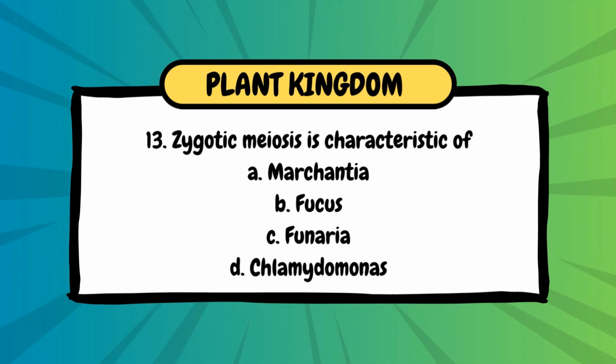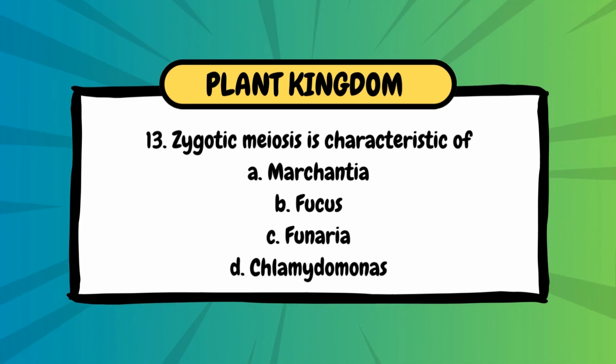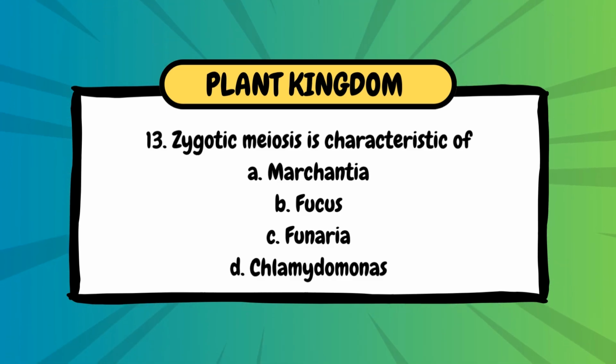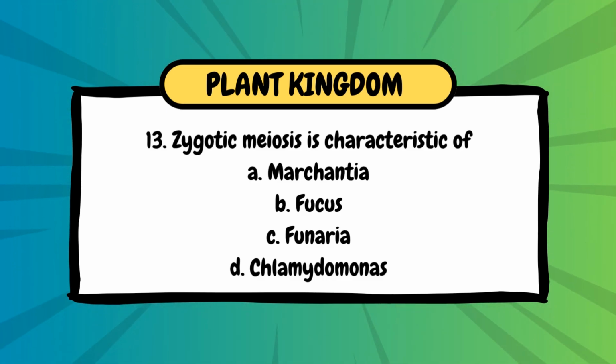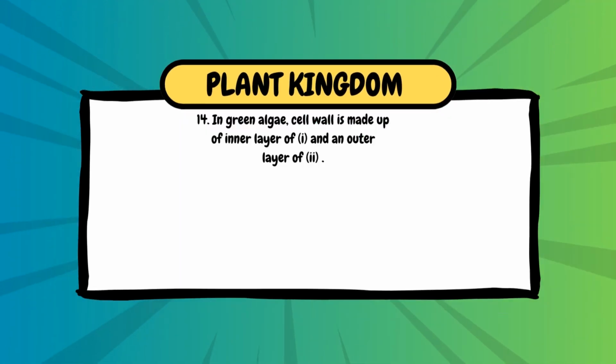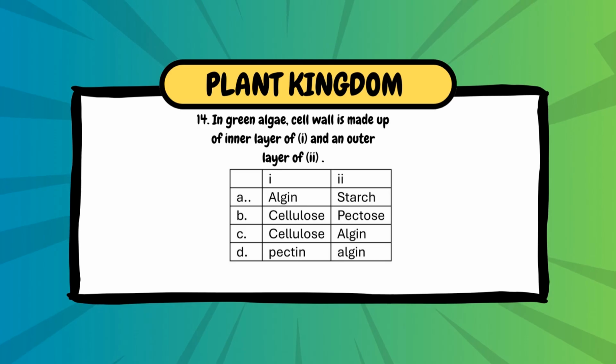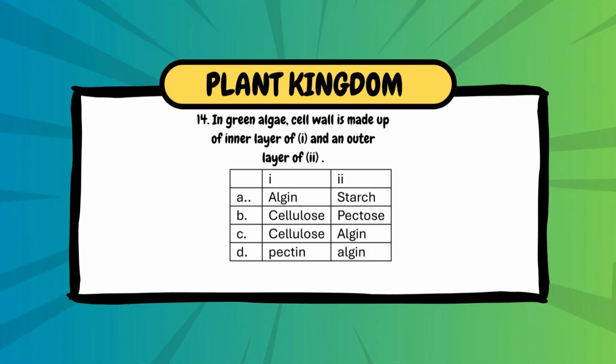13. Zygotic meiosis is characteristic of A. Marchantia. B. Fucus. C. Funaria. D. Chlamydomonas. 14. In green algae, cell wall is made up of inner layer of dash and an outer layer of dash.